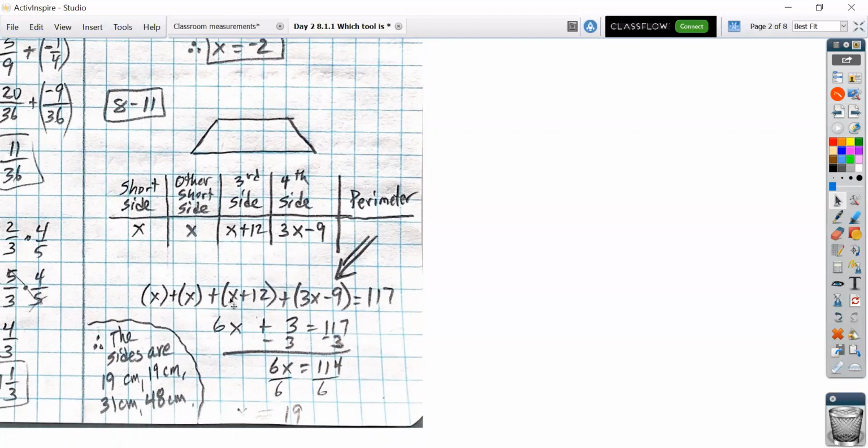A simpler way to write all of this is 6x plus 3 equals 117. And if you solve it with algebra, you get x equal to 19. When you plug 19 here and 19 there, and 19 plus 12 and 3 times 19 minus 9, you get these sides that you see in my sentence answer.